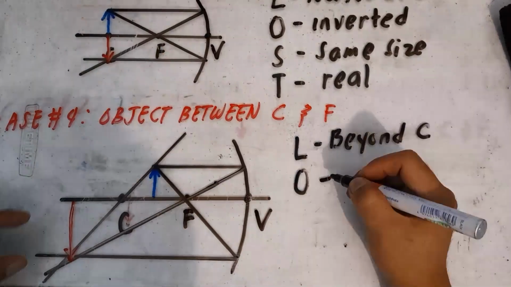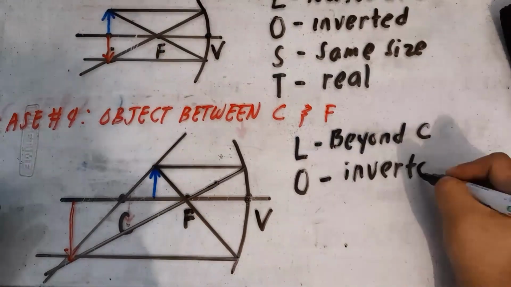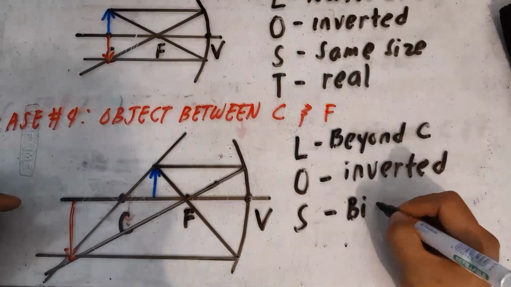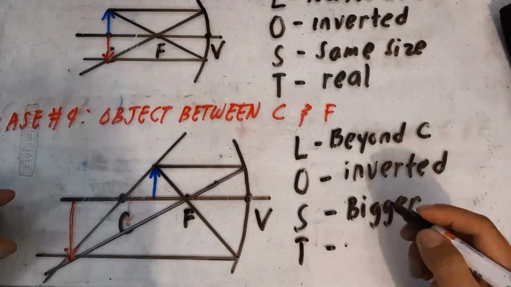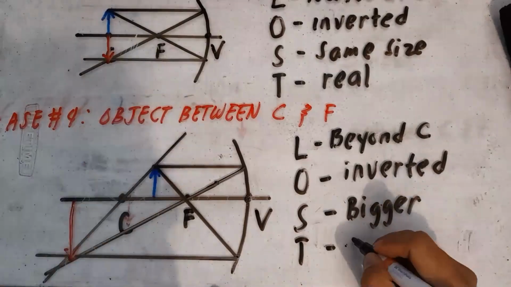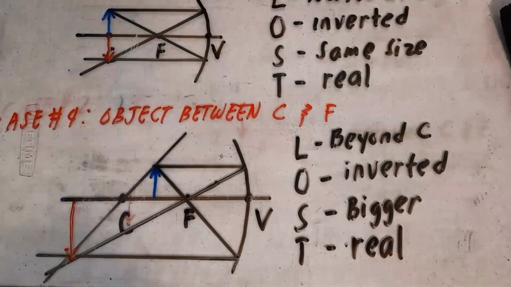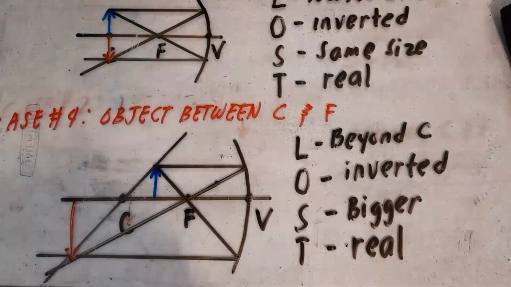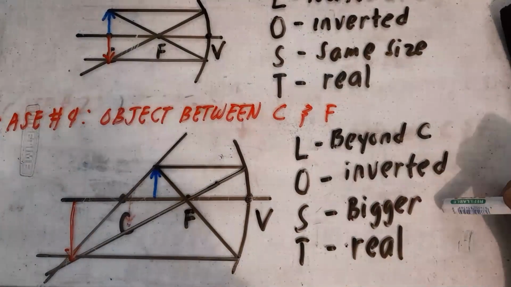Orientation, it is inverted. Size, definitely it is bigger. And type, since again it formed in front of the mirror, definitely it is a real image. So, if the object is in between the center and the focus, our image is beyond the center, inverted, bigger, and real.